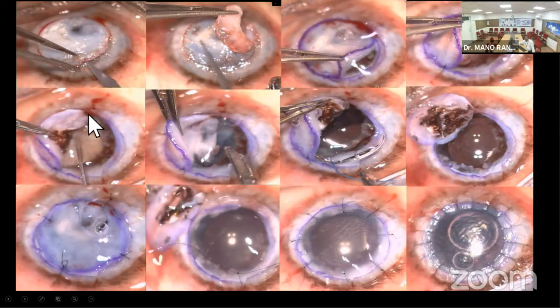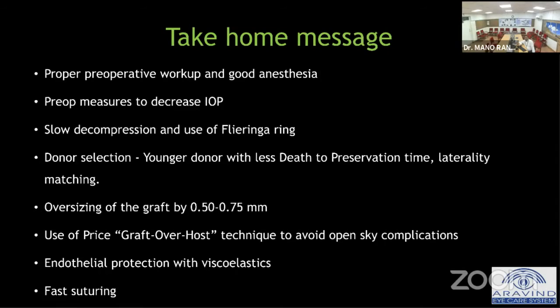You can see the sutures are still intact. I cut a few sutures here, 2 anchoring sutures, removed the cataractous lens, put in the IOL, and put the sutures back with the residual stroma, and then completed the surgery with the graft hold technique. Take-home points: in the preoperative workup, it is needed to get good anesthesia.